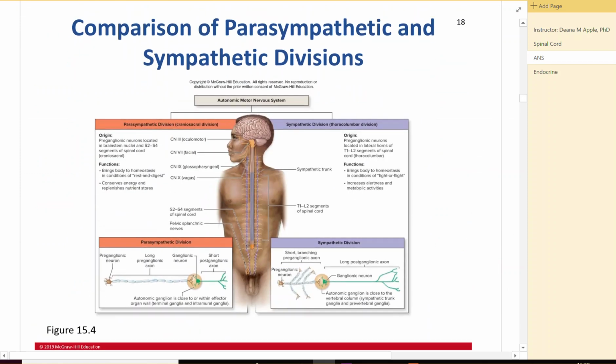Okay, I like this chart as a comparison. It's color-coded. This is a good study guide.